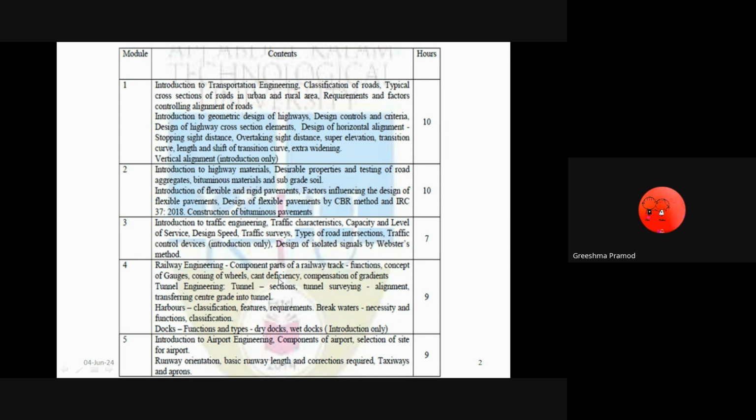And from channel engineering, the different sections of the channel are important, and the channel survey is also important. Harbors, the different classification of harbors. What are the requirements of a good harbor? And what are the different types of breakwaters? And from docks, how do we compare wet docks and dry docks?